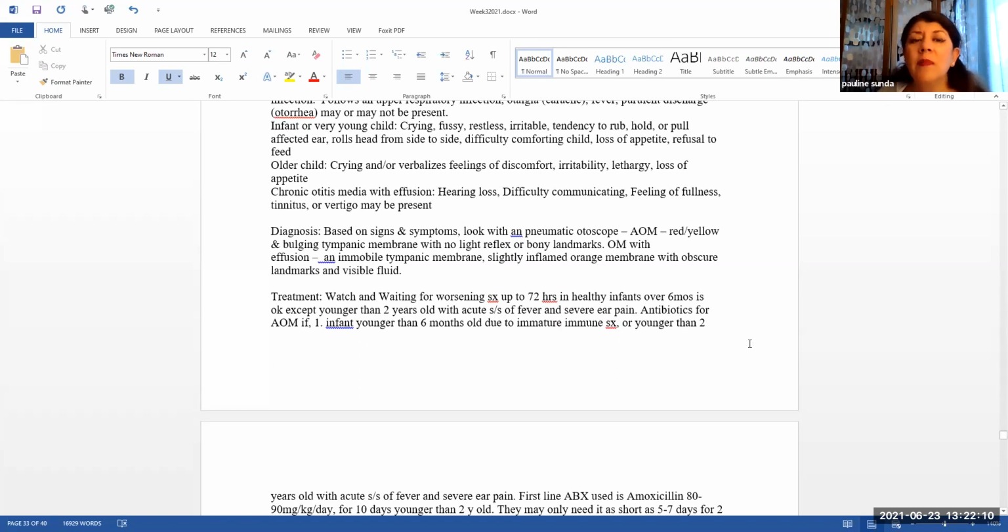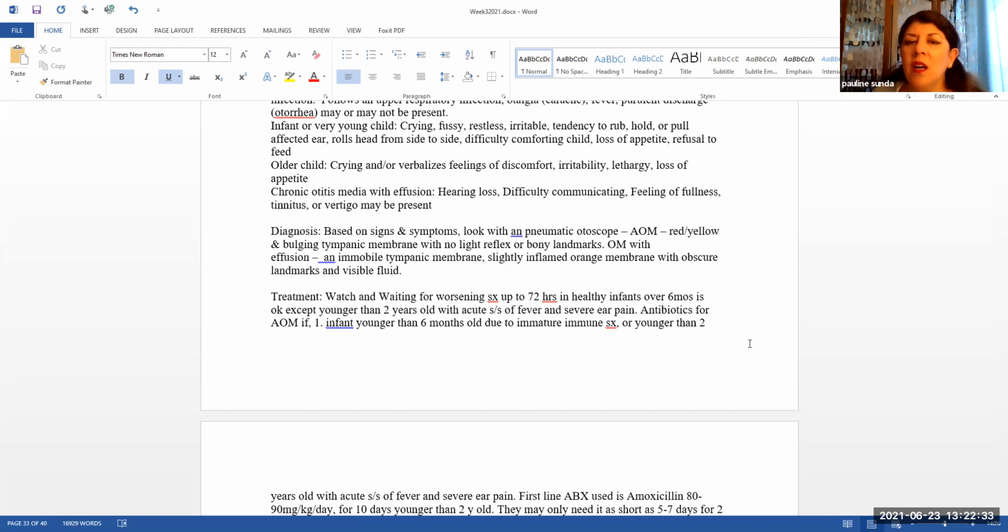An older child, they might cry, they might complain that their ear is hurting, they're irritable, lethargic, and again, loss of appetite. Chronic otitis media with effusion. Here you would see hearing loss, difficulty communicating, feeling of fullness, tinnitus, or that ringing of the ear, or dizziness may be present. Diagnosis based on signs and symptoms.